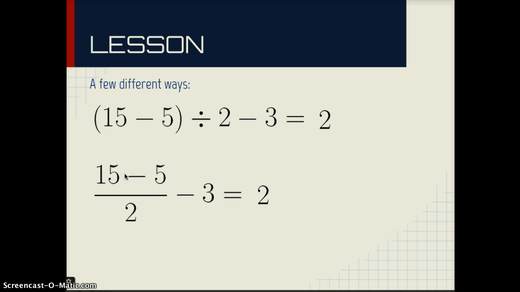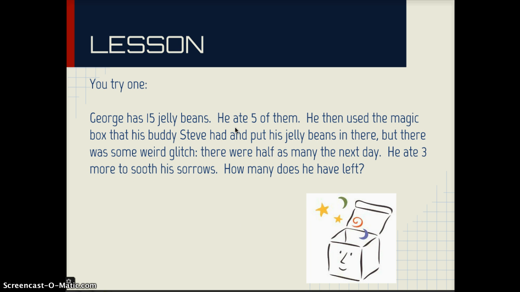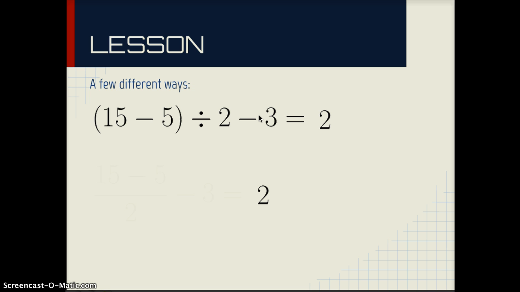I could have said 15 minus 5, the 15 jelly beans he had minus the 5 that he ate, and then take that answer and divide it by 2. It looks like a fraction, but that's one way that you can show this division right here. And then this whole result, I would then subtract 3, and then that would give me the result of 2.